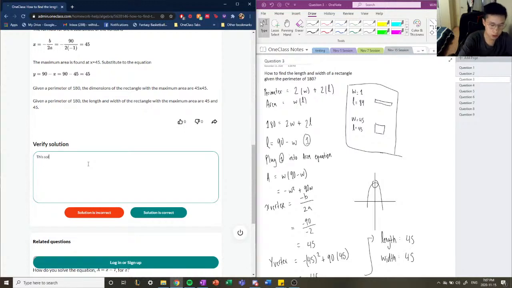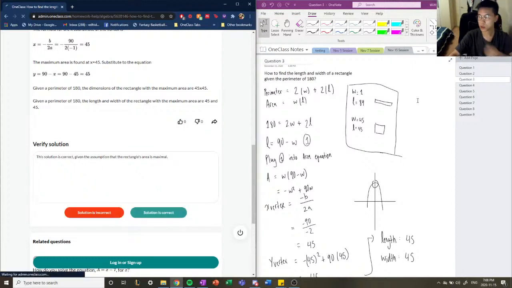The solution is correct given the assumption that the rectangle's area is maximum.